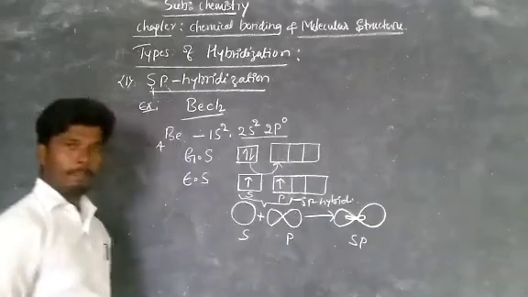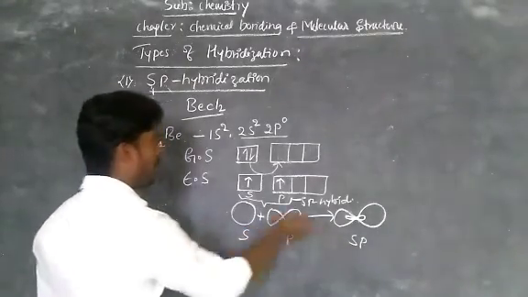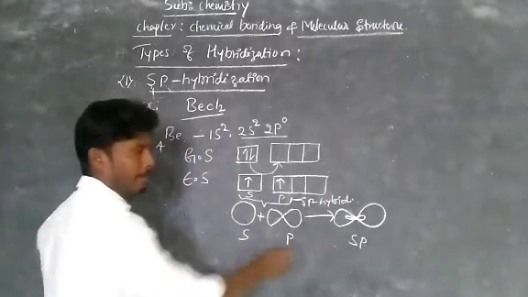So this is the hybrid orbital of beryllium. The beryllium hybrid orbital is sp.